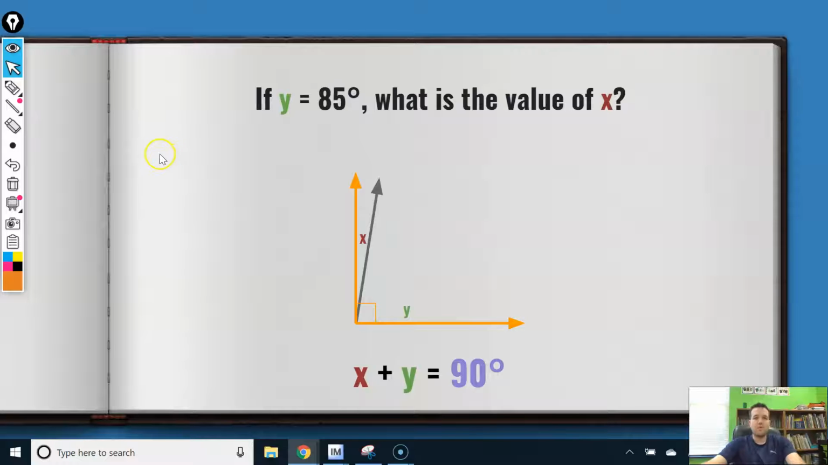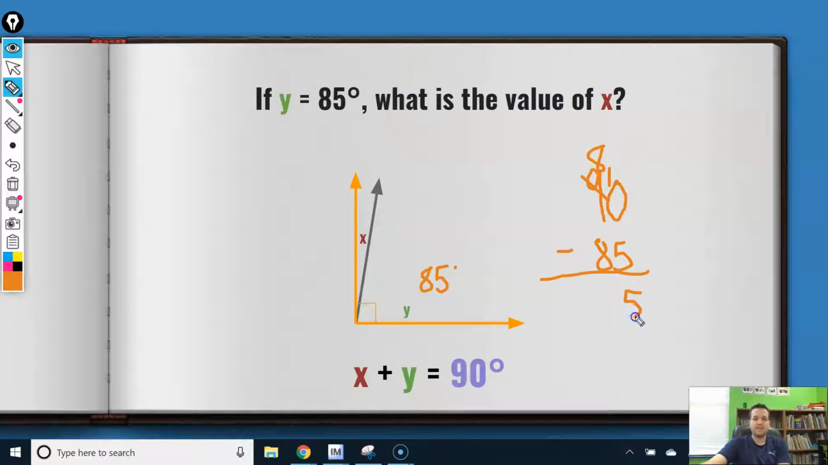What if I told you that angle y was 85? So angle y, notice how it's almost a right angle, right? So angle x plus 85 equals 90. So in order to solve for x, you do 90 minus 85. You're going to notice that angle x is extremely small. We would say angle x is only 5 degrees. Woo, that's really small, but that makes sense because look how small that turn is.